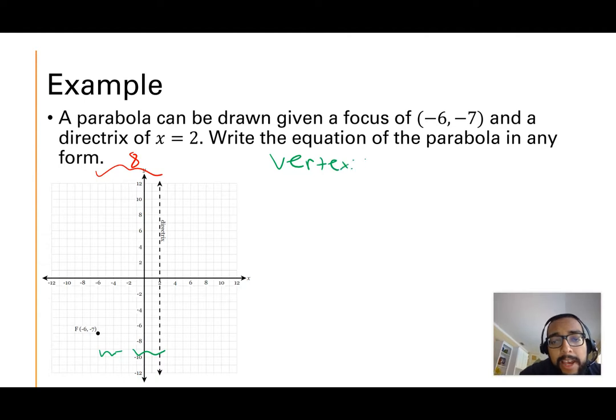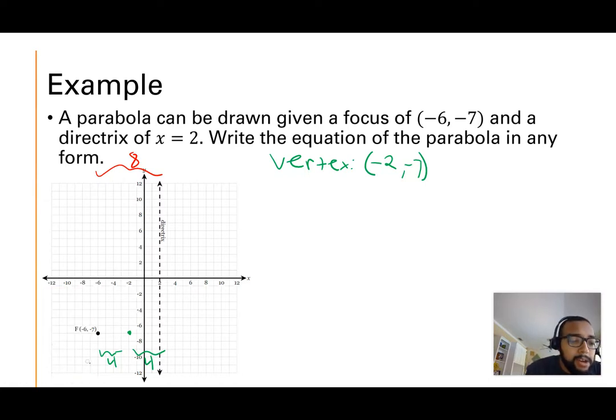Now, again, to find the vertex, it's going to be right in the middle between the focus and directrix. So that means that it's going to have the same y value as my focus. How do we find the x value? Well, just count, in this case, 4 units away from the focus or 4 units away from my directrix. Doesn't really matter because you still end up with the same thing. So in this case here, we'll have a negative 2, comma, negative 7. How to get negative 2? Well, I counted 4 units away from the focus, or I counted 4 units away from the directrix. Either way, you still get the same thing.